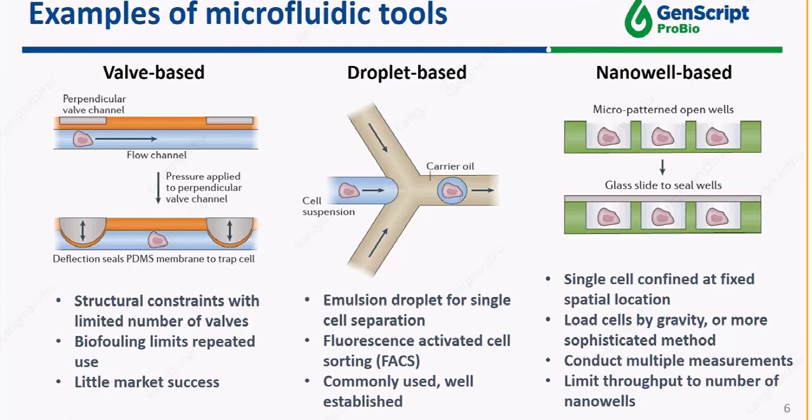And lastly, we have a nanowell-based technology where you can see that each cell is confined at a fixed spatial location in the nanowells. And the cells can be loaded by gravity or a more sophisticated method. This is useful for conducting multiple measurements, but the throughput is somewhat limited to the number of nanowells that are fabricated for your system as well.